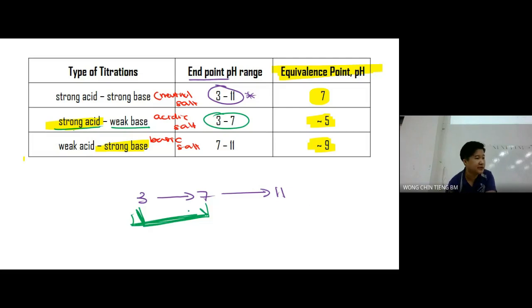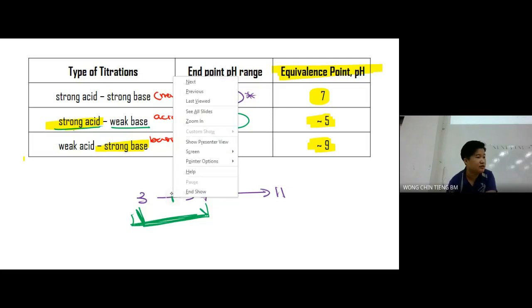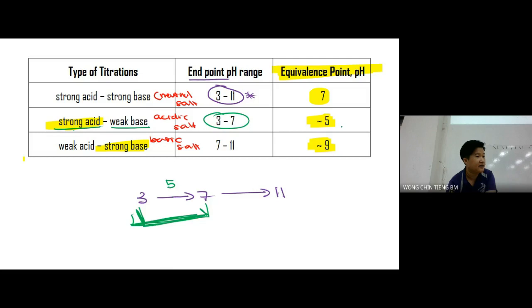Dan nampak tak 5 dia duduk tengah untuk equivalent point? 3, 7. 3, 4, 6, 7. 5 duduk tengah. Nak saya buat line number ke? Kok tak nampak kan? Alright, next.